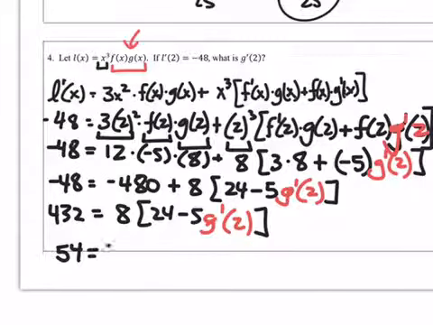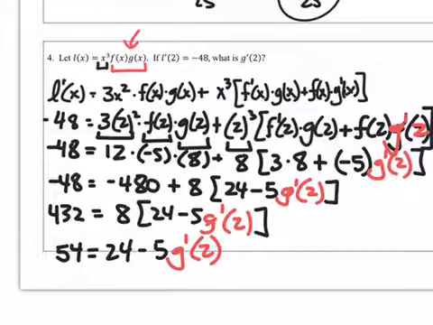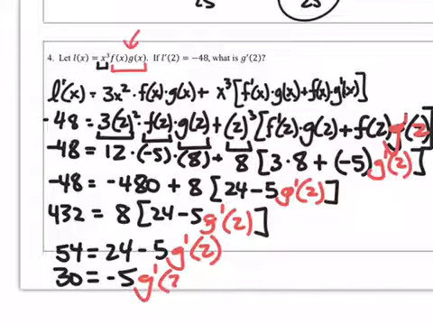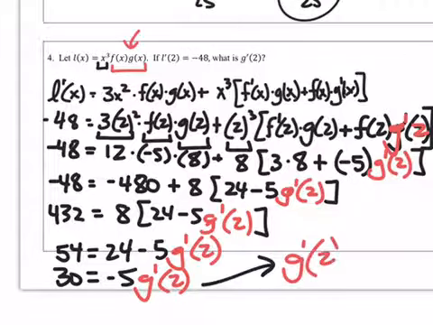54 equals 24 minus 5 times g prime of 2. Okay, I'm going to subtract 24, so I get 30. So I get 30 equals negative 5 times g prime of 2. So it looks to me like g prime of 2 is equal to negative 6.